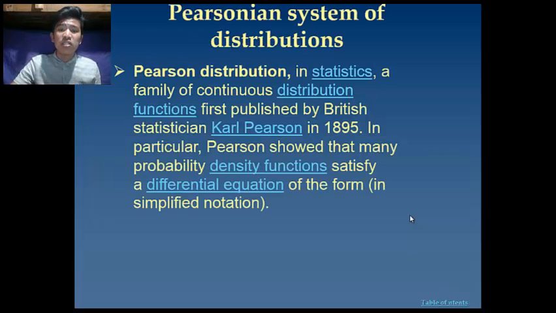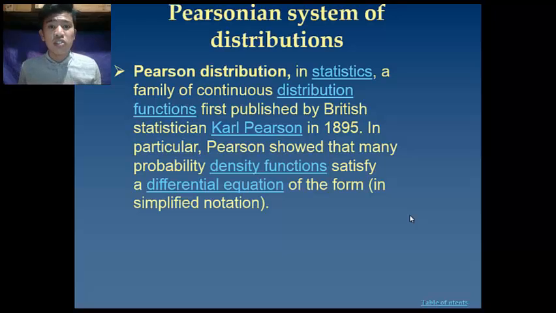So let's proceed to the Pearsonian system of distribution. Since we are already done with the logistic distribution, Pareto distribution, and Gumbel distribution, let's proceed to the Pearsonian system of distribution. In statistics, it is a family of continuous distribution functions first published by British statistician Karl Pearson in 1895. In particular, Pearson showed that many probability density functions satisfy a differential equation of the form, in simplified notation.